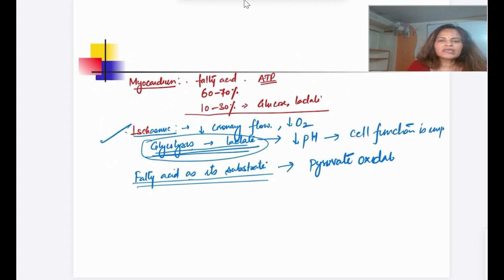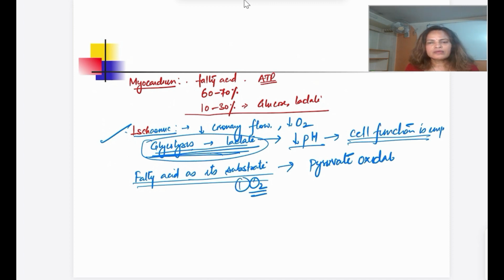Okay. Now in the ischemic myocardium, because of the decreased coronary flow, decreased oxygen, what will happen? The glycolysis will happen. There will be lactate production, which is going to decrease the pH, and that is going to impair the cellular function of the myocardium. Despite all this, the myocardium is going to use fatty acid as its substrate. And you know, for the metabolism of the fatty acid, we need more oxygen. This is one thing. So already there is a compromised oxygen supply.